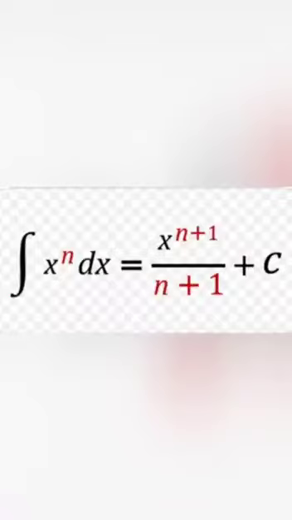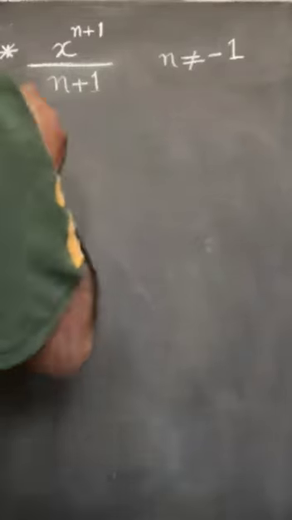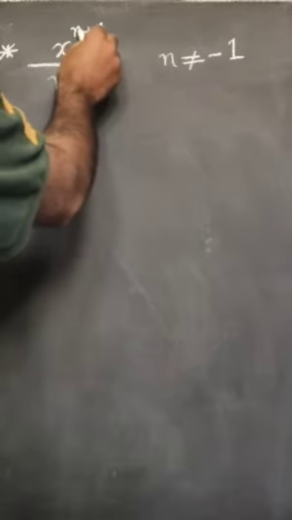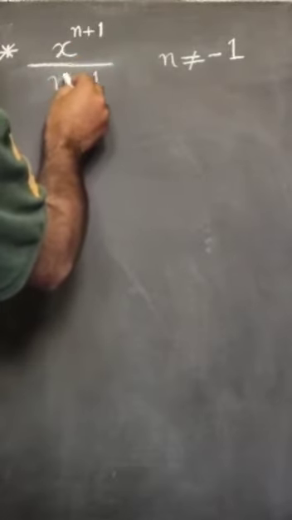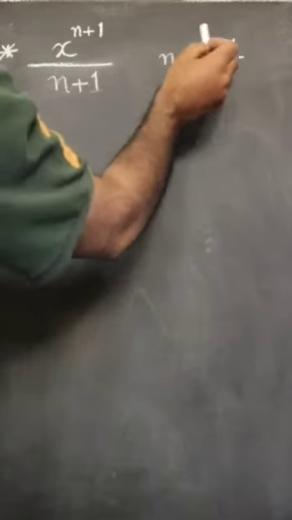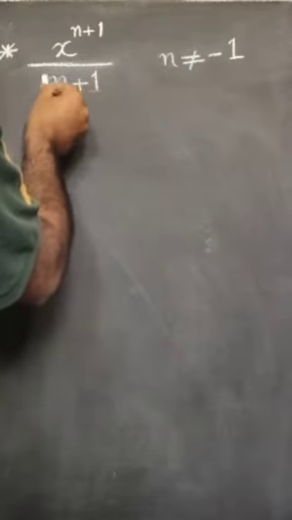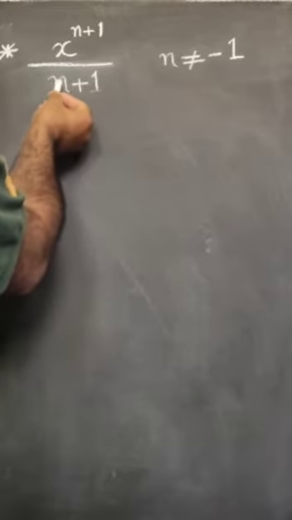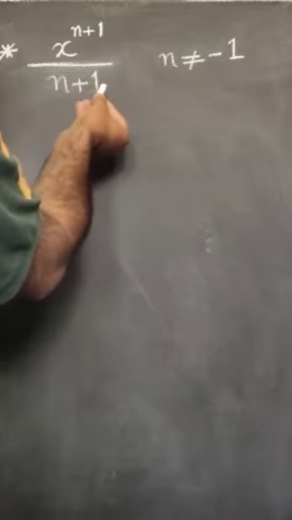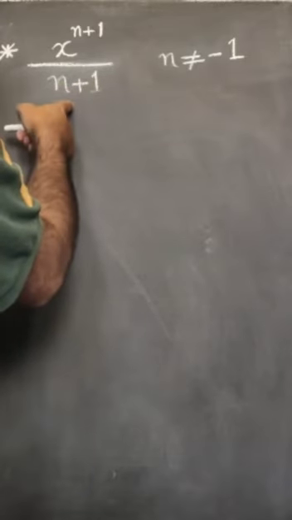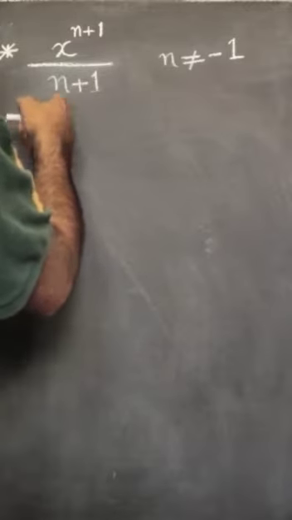Now let us prove that the integral of x raised to the power n dx is equal to x raised to the power n plus 1 divided by n plus 1 plus integration constant c, where n is not equal to minus 1. Here we have the function x raised to the power n plus 1 divided by n plus 1, where n is not equal to minus 1. In case n is equal to minus 1, then we get minus 1 plus 1, that is equal to 0. And if we have 0 in the denominator, then the function becomes not defined.